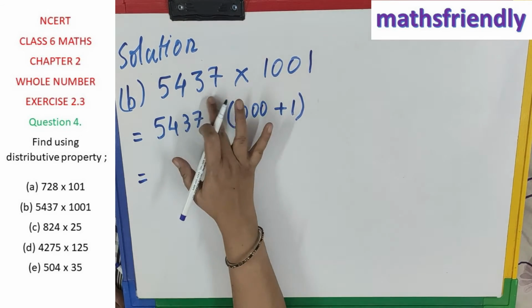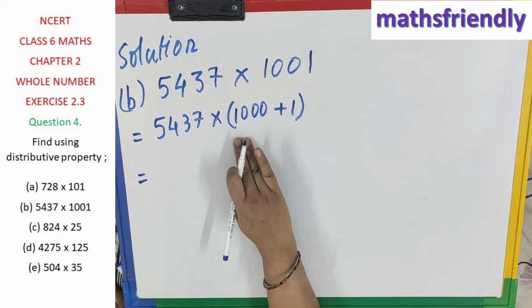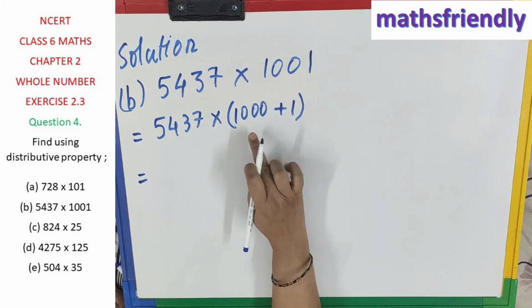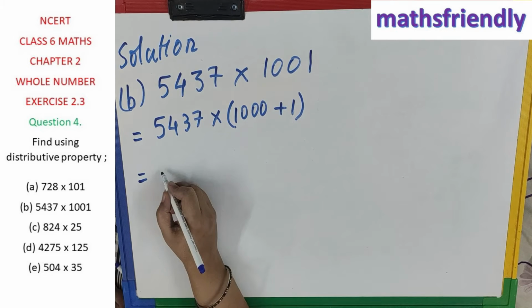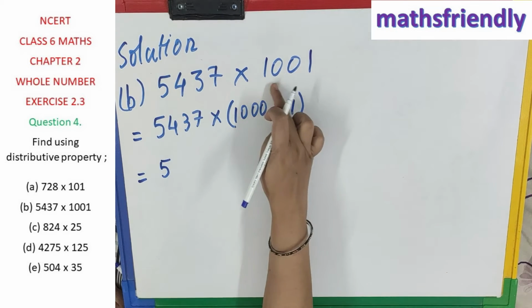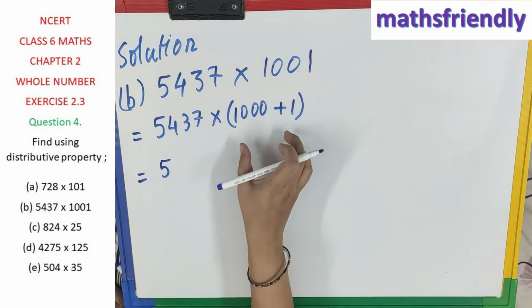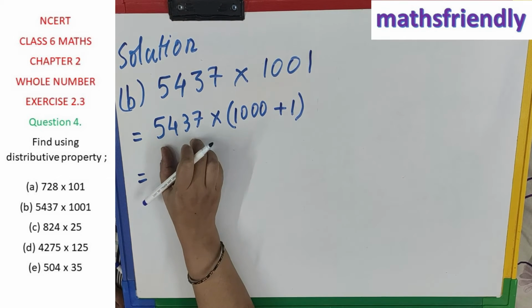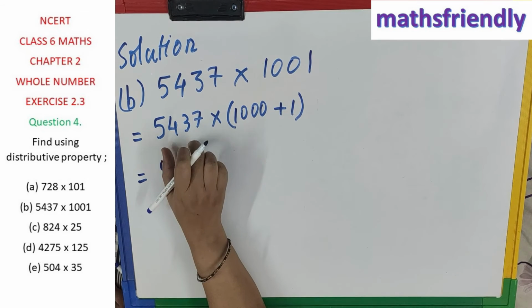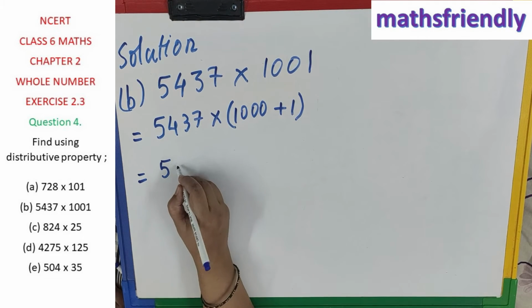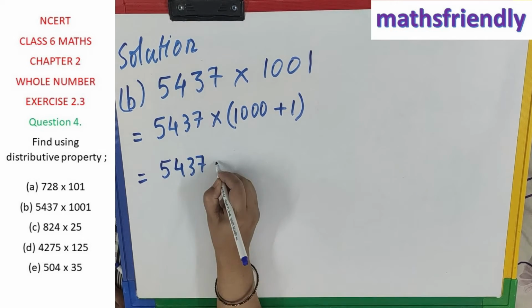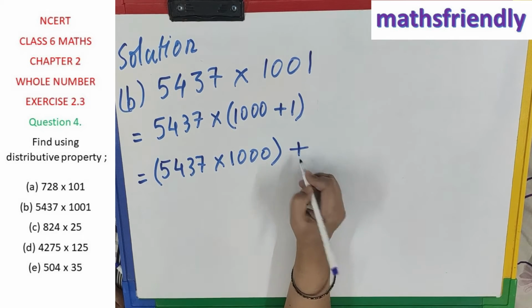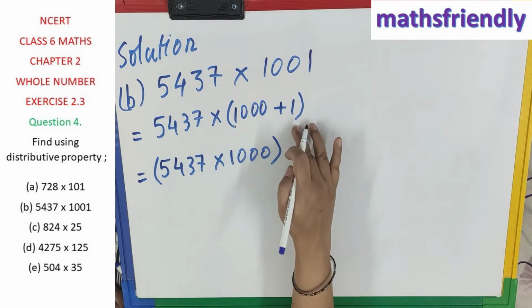So this number has to be multiplied by this. As we have written this number like this, in this step also this number should be multiplied to both 1000 and 1, because this number has to be multiplied to 1001, but we have written it as 1000 plus 1. So in this step this number will be multiplied to 1000 and also to 1. So 5437 multiplied by 1000 taken in a bracket, plus sign is there, so we will give a plus sign, and this 5437 will be multiplied to 1.